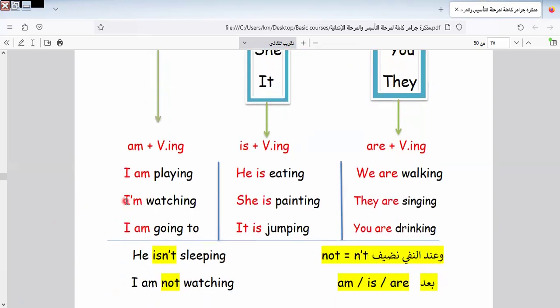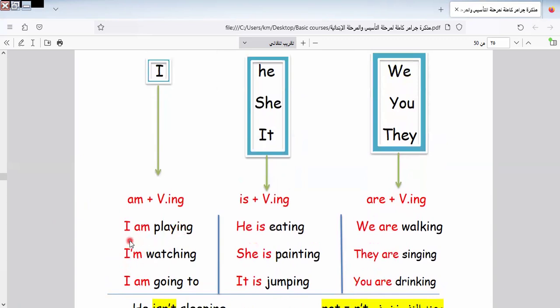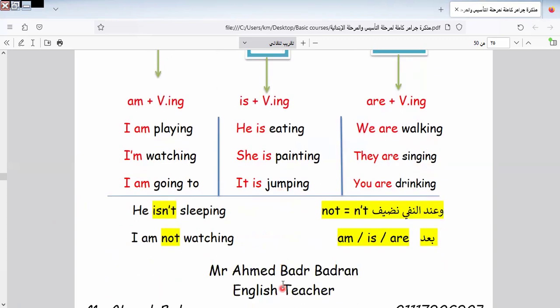Okay, I will give you an example for every one of these pronouns. Here we say I'm playing. Here is I'm written like this. You can say I am playing or say I'm playing. This is called abbreviation. Called what? Called abbreviation. He is eating or she's eating. We are walking. They are singing. You are drinking. It's jumping.